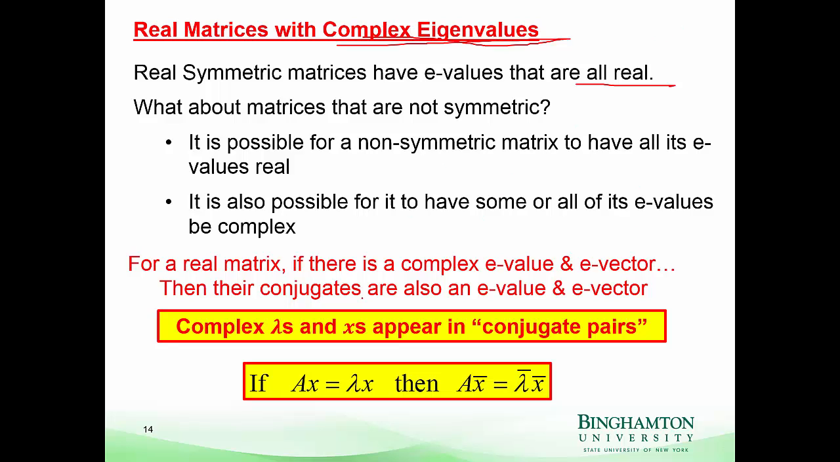So in other words, you give me an x and a lambda. If they're complex and I plug them in here and they work, then I can also plug in x conjugate and it will give me lambda conjugate times x conjugate. So if you tell me an eigenvalue is 5 plus j2, I know that 5 minus j2 is also an eigenvalue. And the corresponding eigenvectors will be complex conjugates as well.